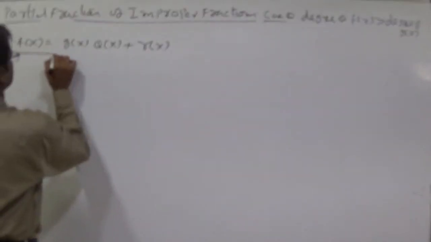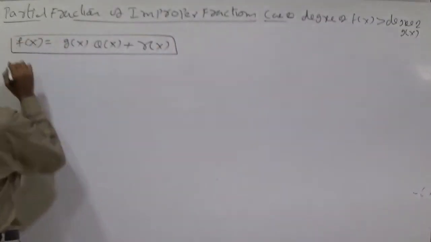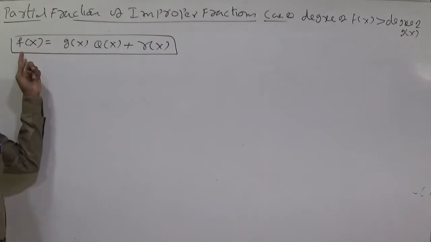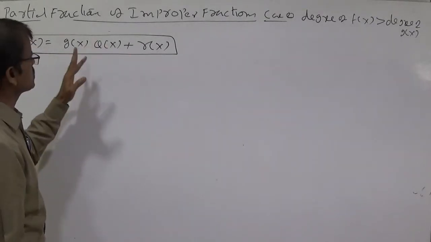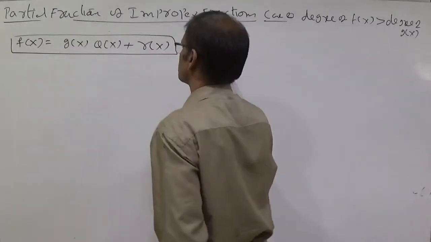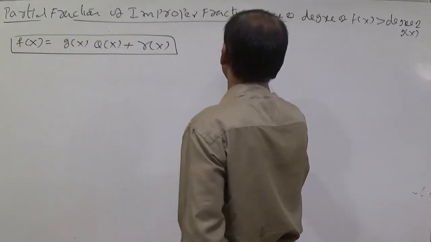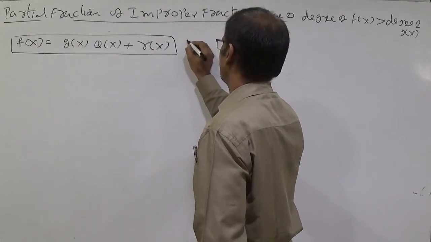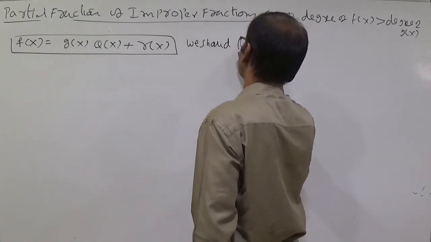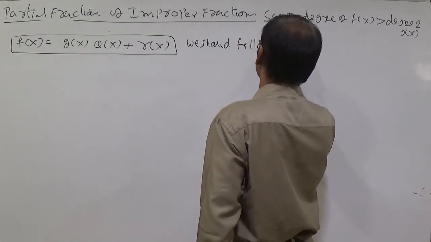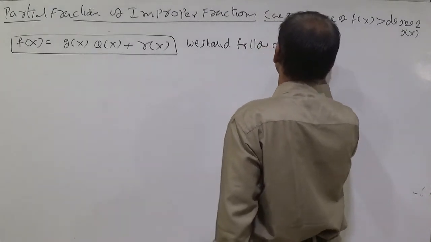This is nothing but the division algorithm. What is q here? Quotient. This is dividend. Dividend equals divisor into quotient plus remainder, same concept: g of x into q of x plus r of x. So in the way I am writing here, we should follow the division method.